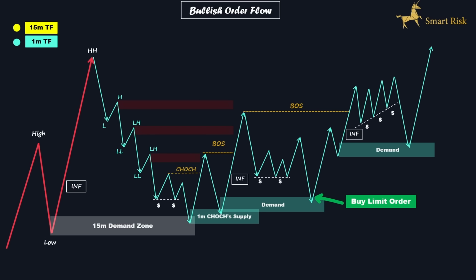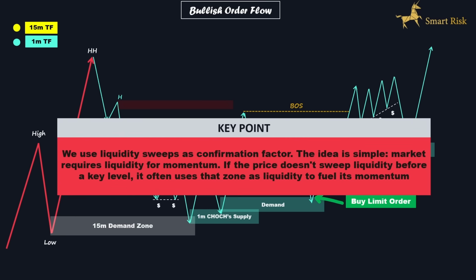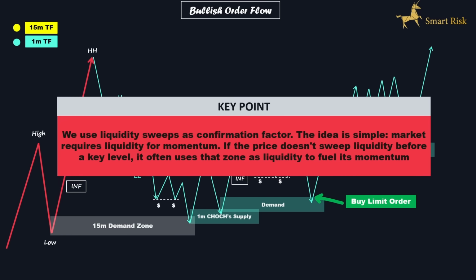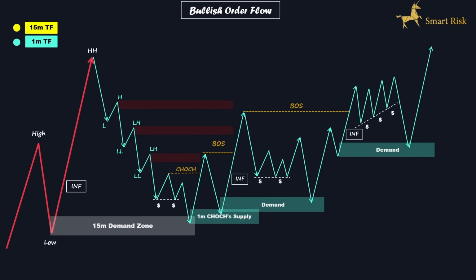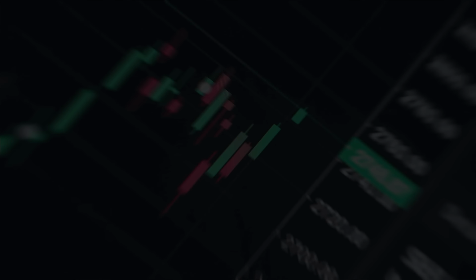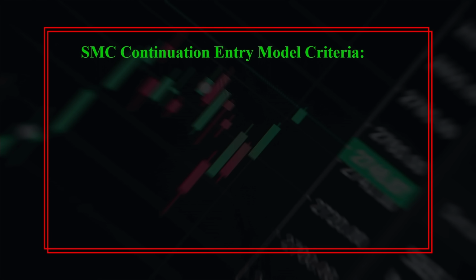Recognizing a liquidity sweep pattern before the price reaches our point of interest is crucial. This pattern confirms the strength of our supply or demand area. We use liquidity sweeps as a confirmation factor. The idea is simple. Market requires liquidity for momentum. If the price doesn't sweep liquidity before a key level, it often uses that zone as liquidity to fuel its momentum. To execute a trade based on the SMC continuation entry model, there are 4 essential criteria to consider.